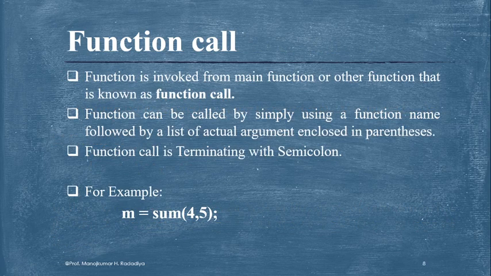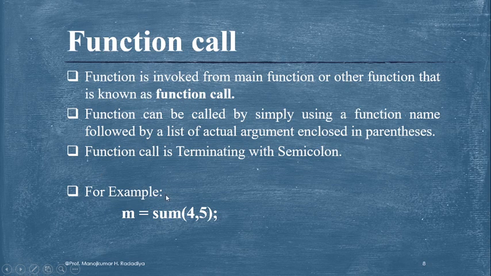Now focus on the second element, called function call. When a function is invoked from the main function or another function, that is called function calling. So if a function is defined somewhere, we call that function in our main function or other user defined functions. The function can be called by simply using the function name followed by the list of arguments enclosed in parentheses. The function call is terminated with a semicolon. Function declaration is also terminated with a semicolon, and function call is also terminated with a semicolon.